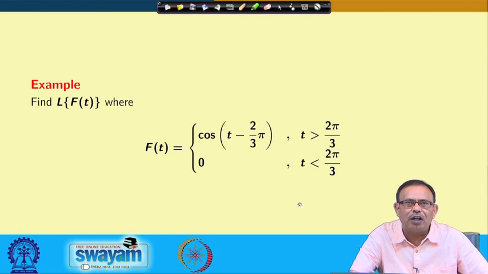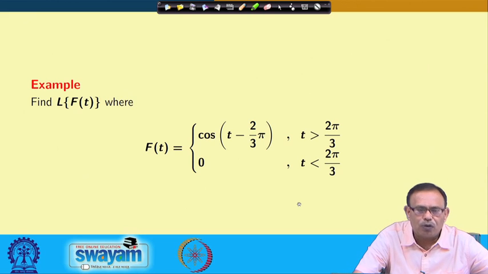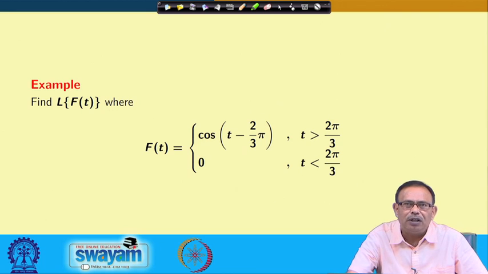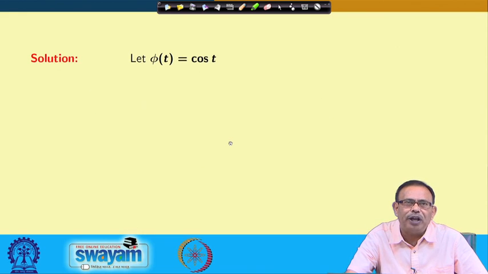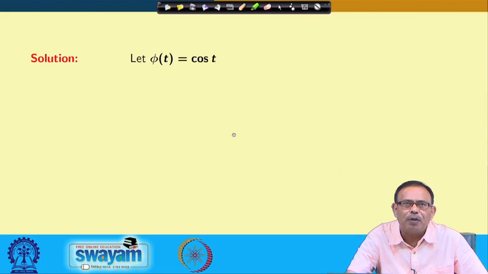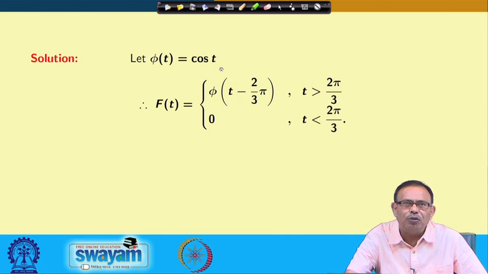Next, take the next example, that is f t equals cos of t minus 2 pi by 3 whenever t is greater than 2 pi by 3, and 0 when t is less than 2 pi by 3. Just like the earlier example, I have to take one function. The function here is cos of t minus 2 pi by 3. So, I will take a function phi t equals cos t, whose Laplace transform is known to us, and f t equals phi of t minus 2 pi by 3, that is cos of t minus 2 pi by 3.